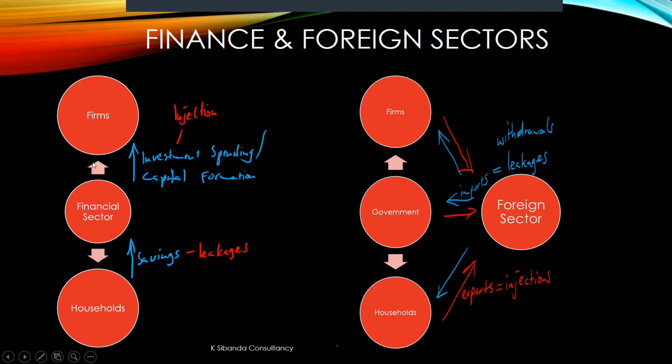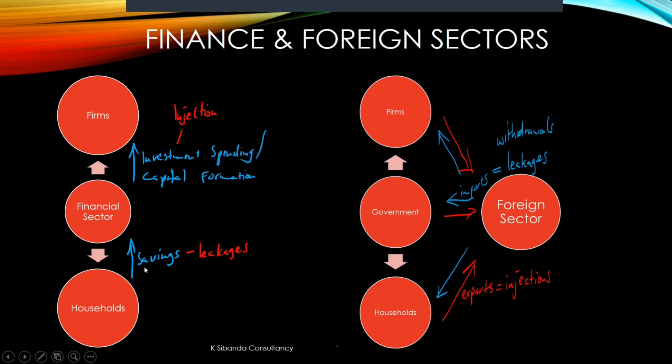That is why we now see the arrow from the financial sector to the firms. Then we also have households that also make use of the financial sector, in the sense that they borrow and they save their money.